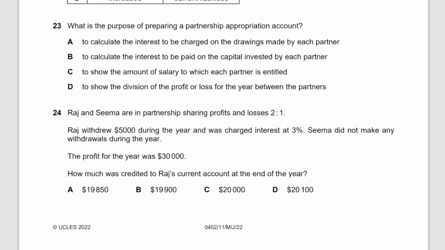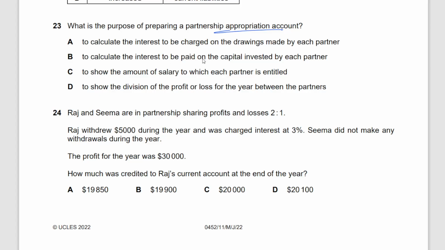Let's move on. What is the purpose of preparing a partnership appropriation account? It is to allocate the profit to each partner. Let's see the options available to us. To calculate the interest to be charged on drawings made by each partner. That's not the reason we prepare the appropriation account, although it's part of it.